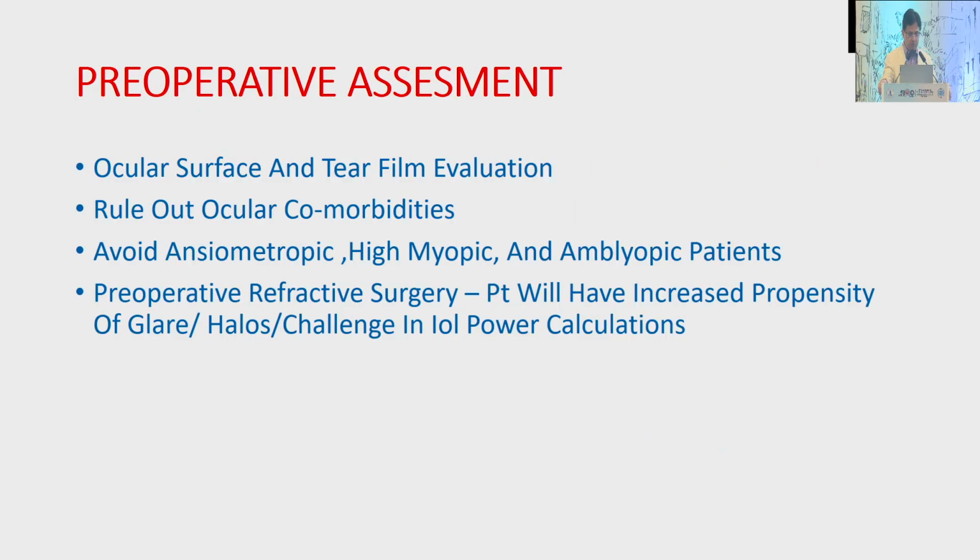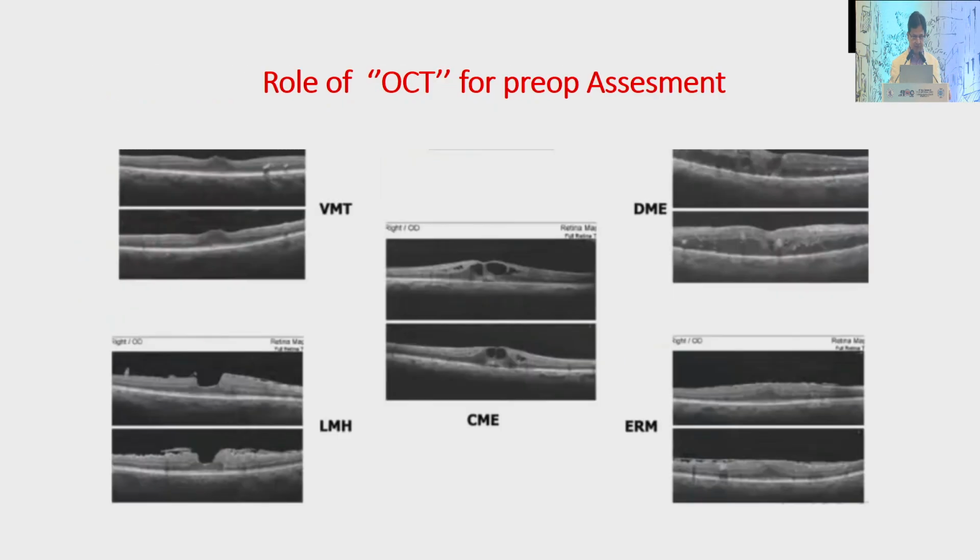Now, going for a preoperative assessment: ocular surface and tear film evaluation, rule out any ocular comorbidities, and avoid any anisometropic or high myopic or amblyopic patients. If the patient has undergone refractive surgery previously, try to educate the patient and tell him that there is an increased propensity of glare, halos, and IOL power calculation issues, so avoid such patients.